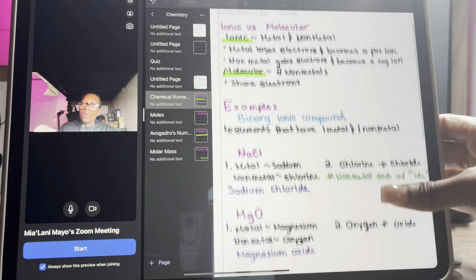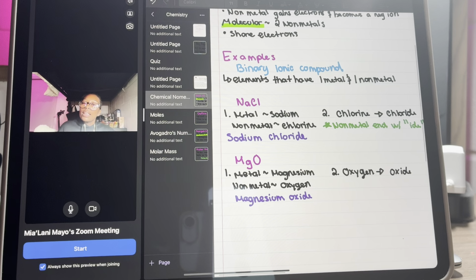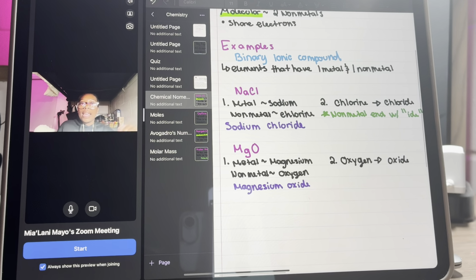For my first example, I have binary ionic compounds. These are elements that have one metal and one non-metal. My first example is NaCl. First step is to find the metal and the non-metal. In this example, my metal is sodium and my non-metal is chlorine.